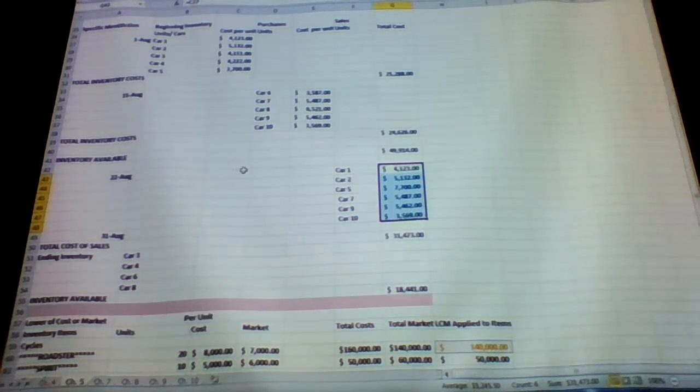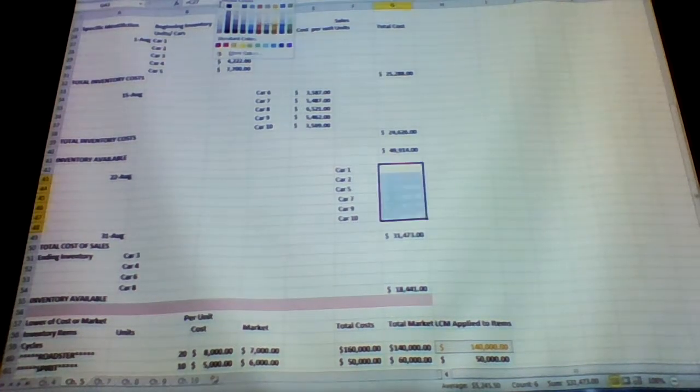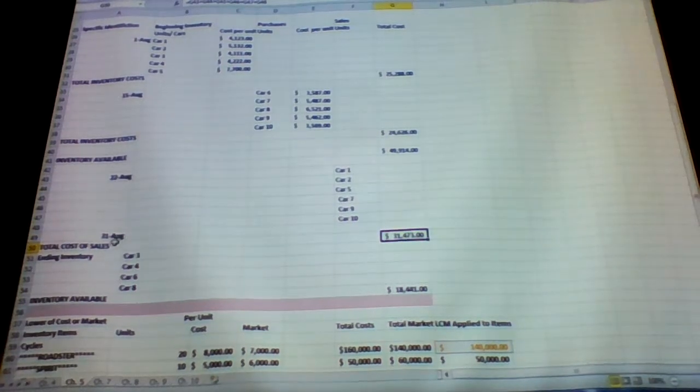The reason that this is called specific identification is because we can specifically identify each one of these cars and what it cost us to buy those cars. So I'm going to go back up here and hide that. And then I'm going to go down here. This is our total cost of sales.